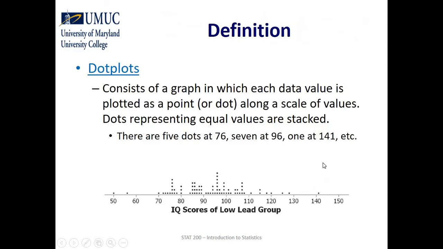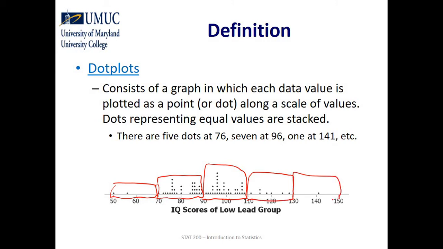Well, this type of graph is called a dot plot, and it is pretty useful. Now, if you look at this and think for a minute with respect to our frequency distribution, our first class was from here to here, not including 70. The second class was from 70 to 89, not including 90. Then from 90 to 109, not including 110. From 110 to 129. And then from 130 to 149.